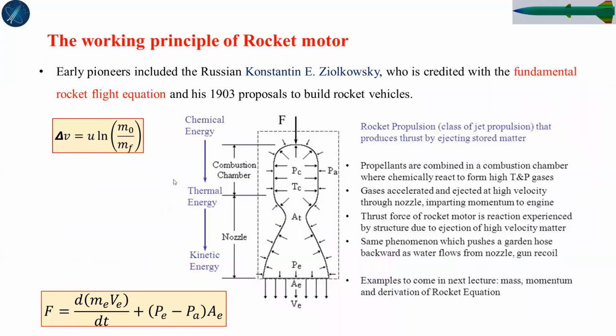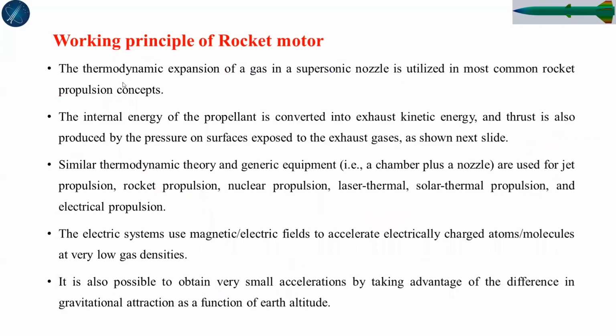According to our discussion, the working principle is the thermodynamic expansion of gas in the supersonic nozzle, a nozzle designed for supersonic application, which is utilized in most common rocket propulsion. The internal energy of the propellant is converted into exhaust kinetic energy. There is internal energy in the combustion chamber, which is converted into exhaust kinetic energy, and thrust is also produced by the pressure on the surface exposed to exhaust gas. We can see that in the next slide.